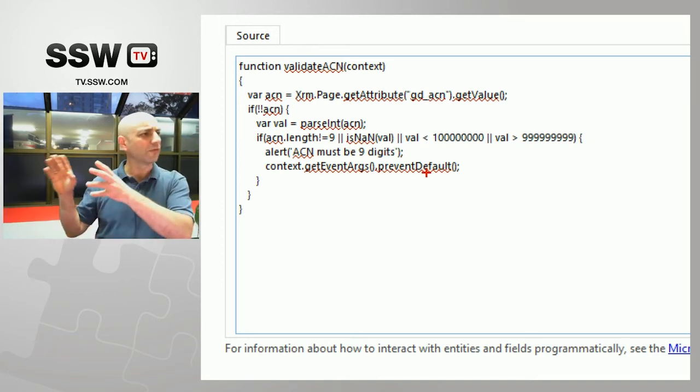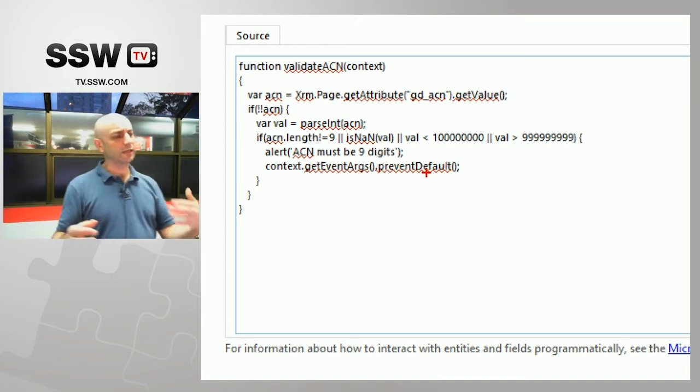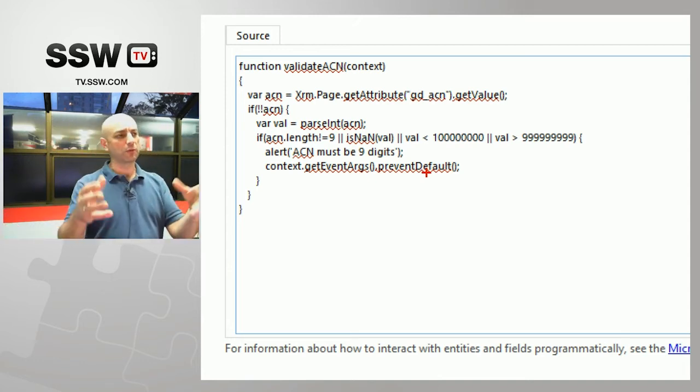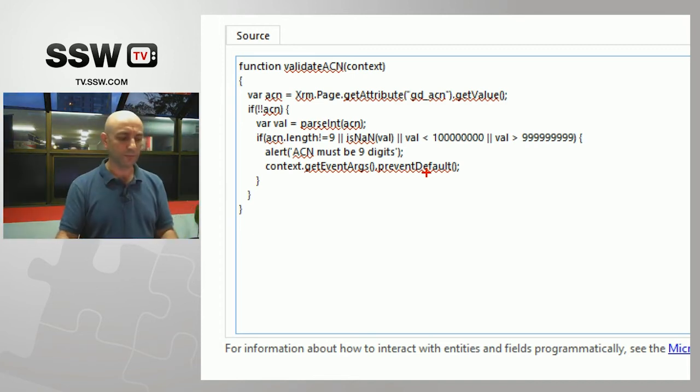So it's got some bit of API. This is CRM specific API. It gets loaded for every form, so you've got an object model with access to the page, controls, attributes, and so forth.